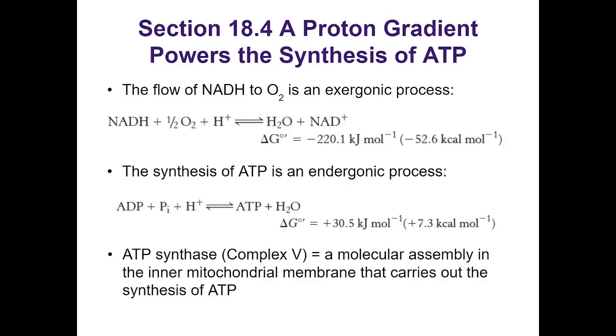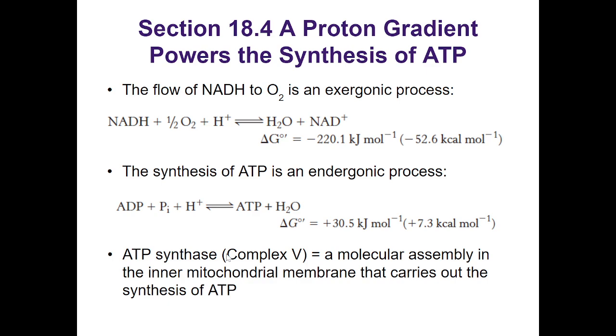Exothermic, endothermic would be the heat only, right? This is both the delta H and delta S. Okay? This is your delta G's. So again, this would be non-spontaneous. This is actually where that energy is ultimately going to, right? Through our electron transport chain, or via our electron transport chain.